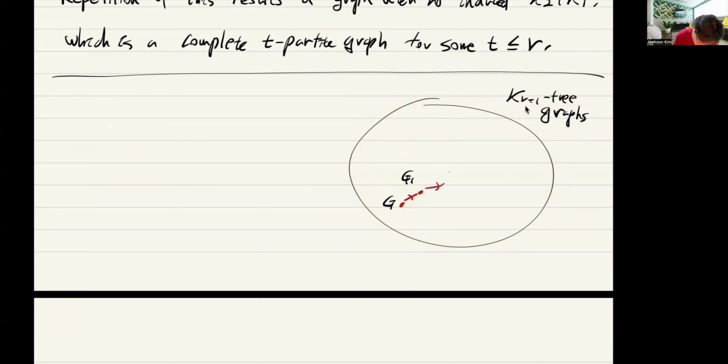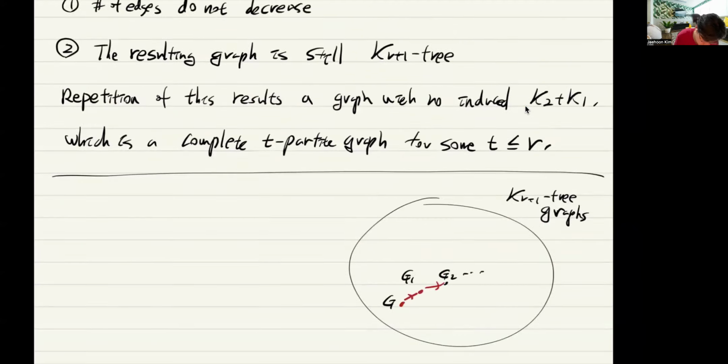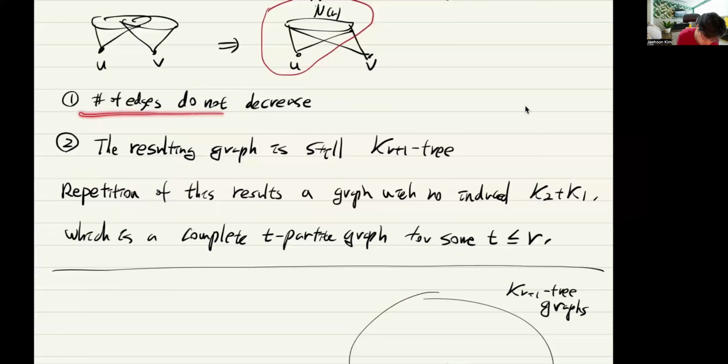So you keep taking this new graph, you can move this. And while you're doing that, you are going to a better or equal graph in terms of number of edges.